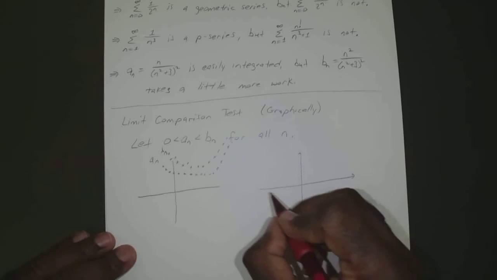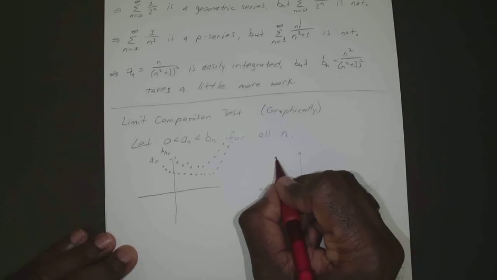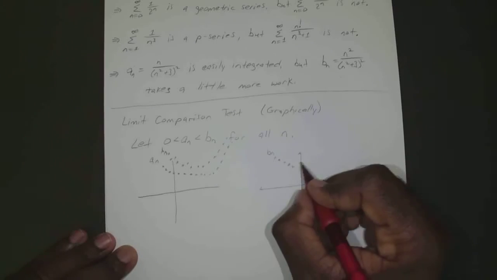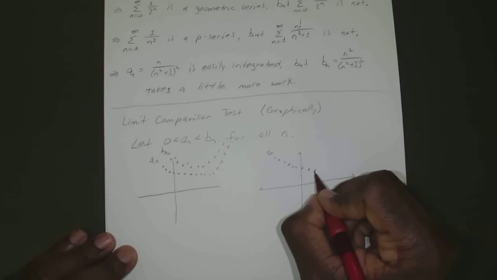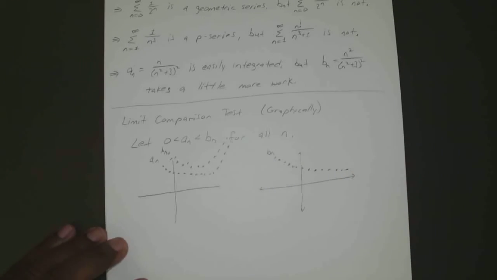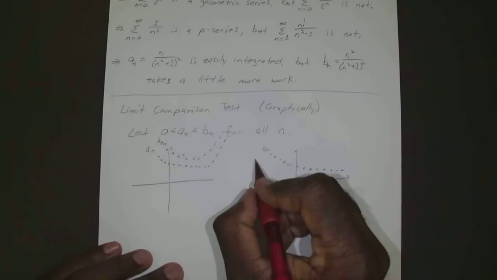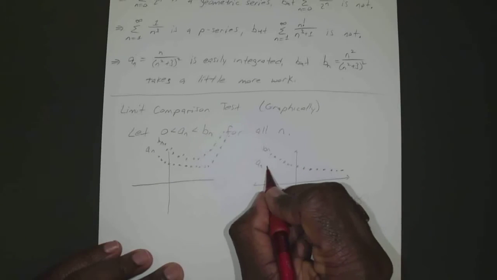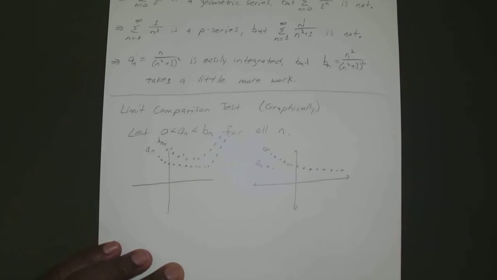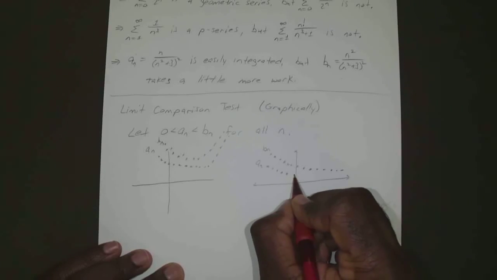Okay, so let's say we have our b sub n, and that's converging, well, we'll say towards 0 or any value. Then if your a sub n is down here, and it's less than b sub n for every value of n, then if that's converging, this one's going to converge.